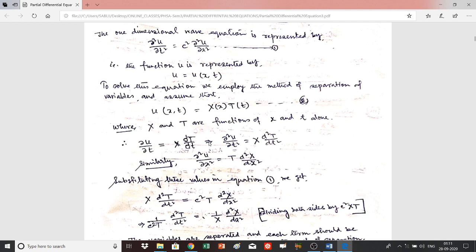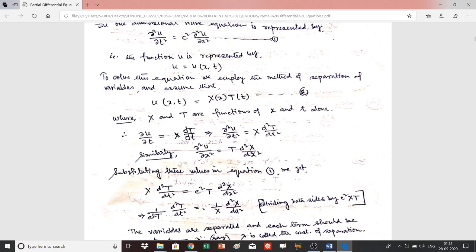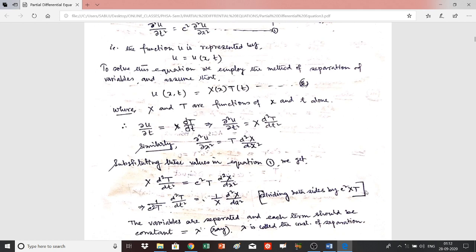Okay. So now first, del u del t is found, and then del squared u del t squared, that is this, and similarly del squared u del x squared is this here. Just substitute these values in this equation, you will have this. Then dividing both sides of this equation by c squared X T will give you 1 by c squared T d2T by dt squared, that is equal to 1 by X d2X by dx squared.